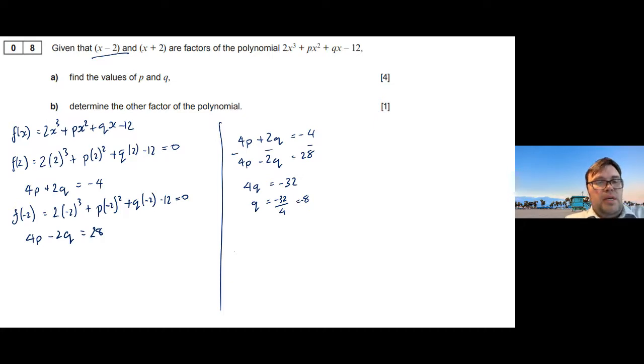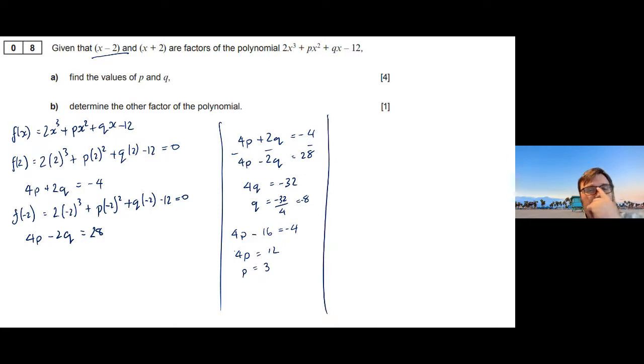Substituting into one of them, it doesn't make any difference. So if we do 4p minus 16 equals minus 4, 4p minus 16 comes over, so that'll be positive. 4p equals 12, so p is equal to 3. And then it says find the values of p and q, which we have done. Determine the other factor of the polynomial.